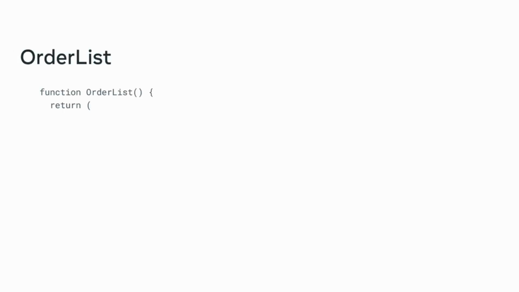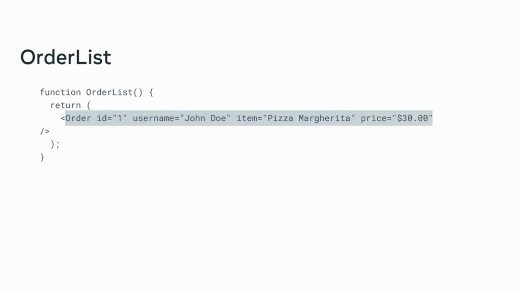Great. Now that the preliminaries are covered, let's explore how React uses the spread operator. This order list component example renders an order component. Each order component expects 4 props: an ID, username, item, and price. This first example shows how you might usually do it, passing all the props in the return statement explicitly.